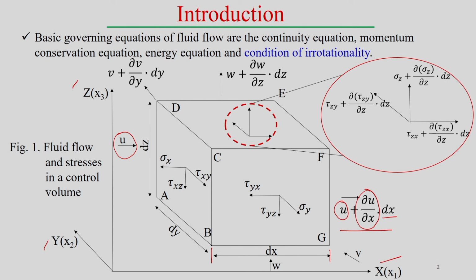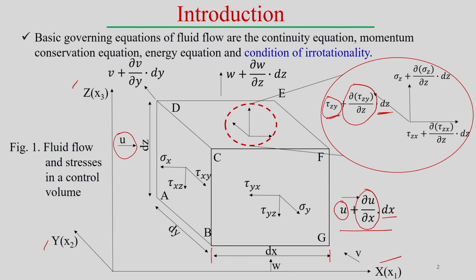Similarly, if you see the stresses also acting on one particular phase, for example, we are showing only the z direction. The state of the stress can be like tau z y. These are the shear stress components on the z phase, normal to the z axis, and then this is the change of the stress state, del by del z into dz, because this is happening along the z direction over the elemental length dz.